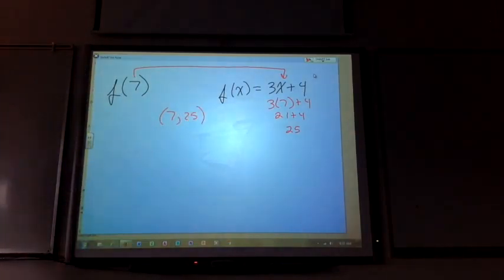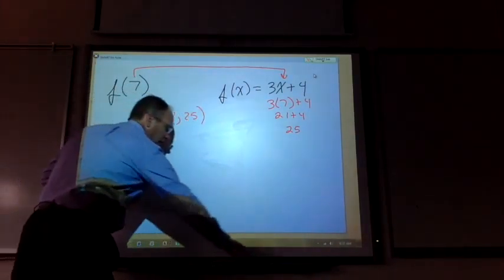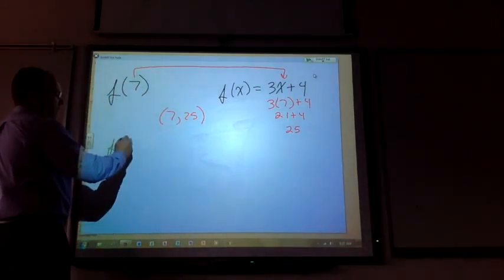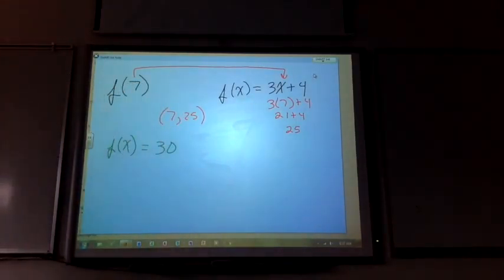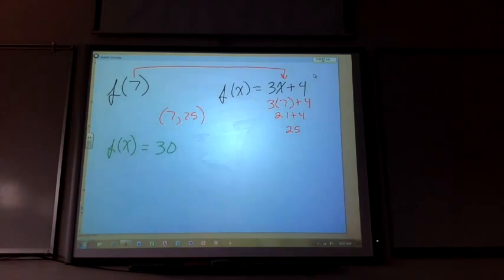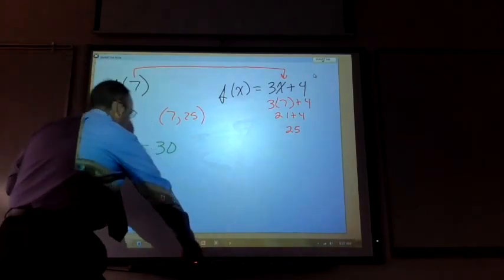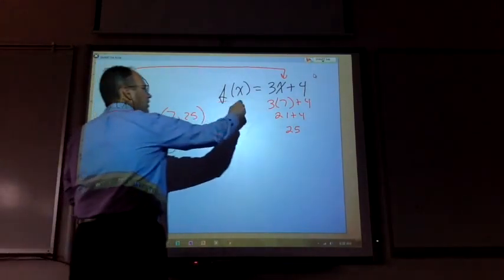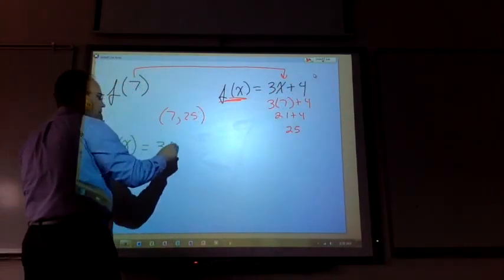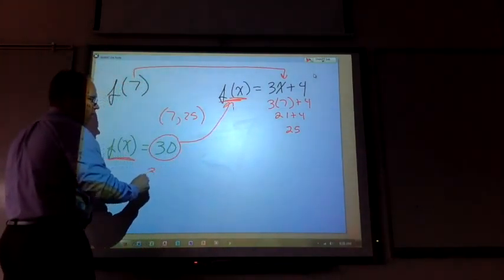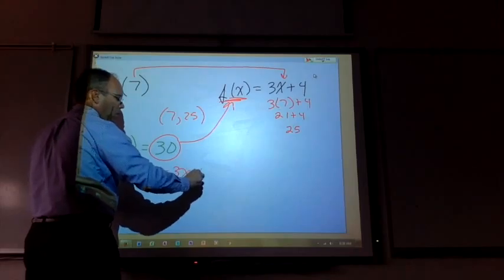Now, let me go the other way. If I know that the function at x is equal to 30, where am I plugging that 30 in? Am I plugging it in for an x or not? 30 equals 3x. There you go. So, being that the function at x is equal to this, and we know it's equal to this, that means I'm going to take 30 and plug that in for that. So I'm going to get 30 is equal to 3x plus 4.